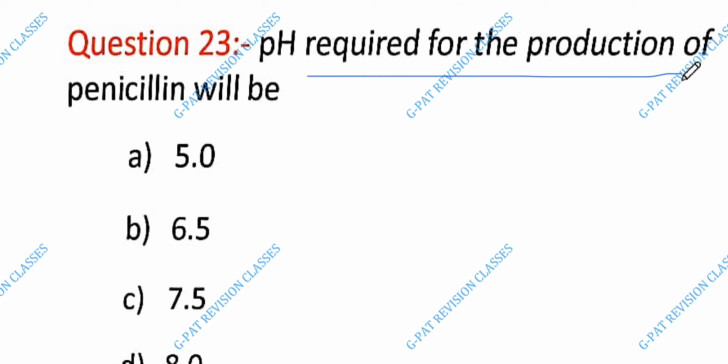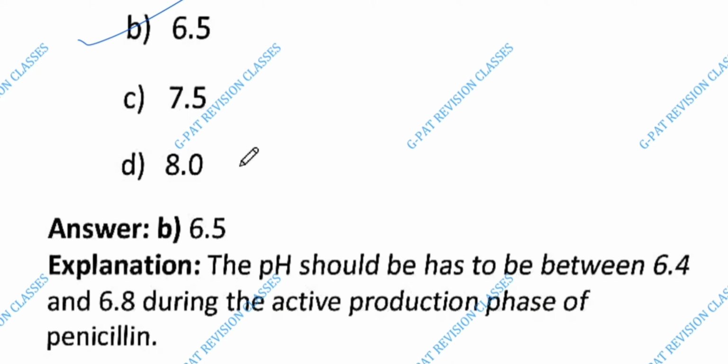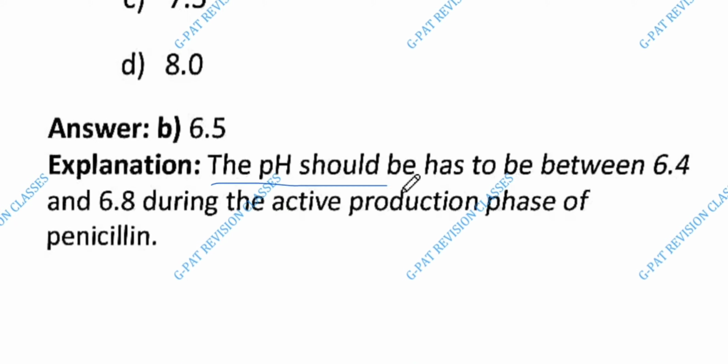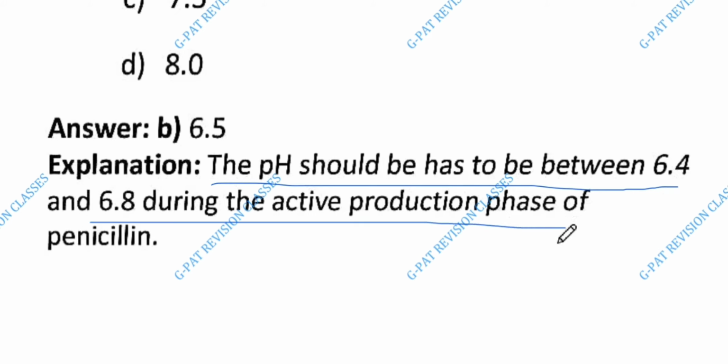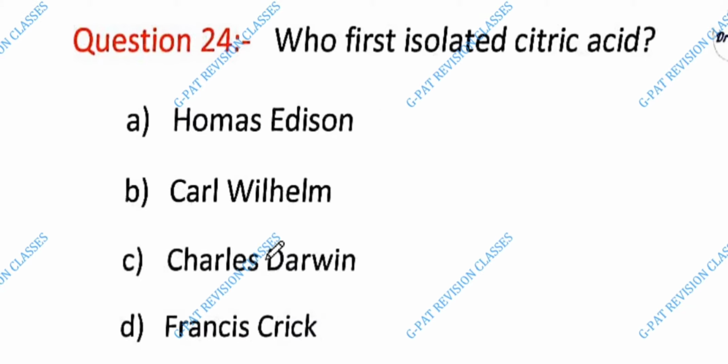Next is question number 23. The pH required for the production of penicillin will be. The answer is B. 6.5. Explanation: the pH should be between 6.4 and 6.8 during the active production phase of penicillin. Okay.